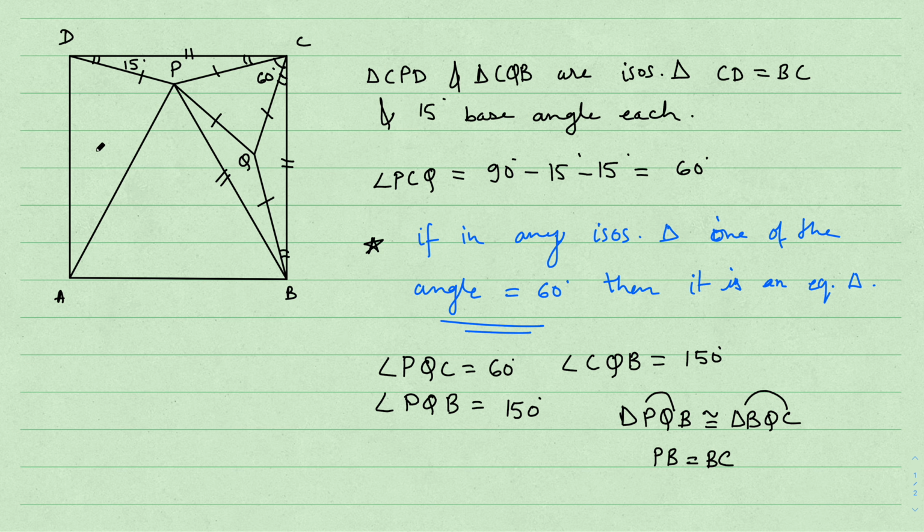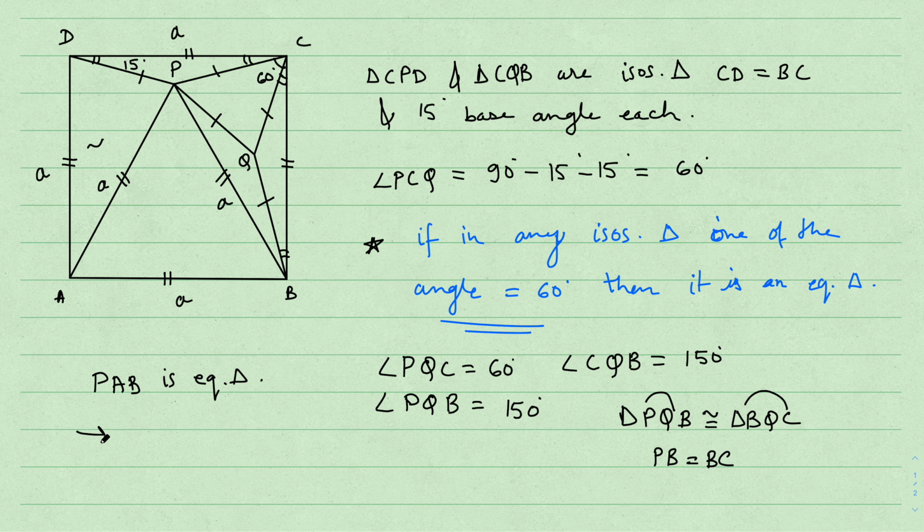Similarly, if we do the same construction on this side, we can get that AD is equal to PA, right? And therefore PAB is an equilateral triangle, because this is the side of the square. Suppose this is A, and this length is also A. We proved that this length and these lengths are A as well, and therefore it is equilateral.